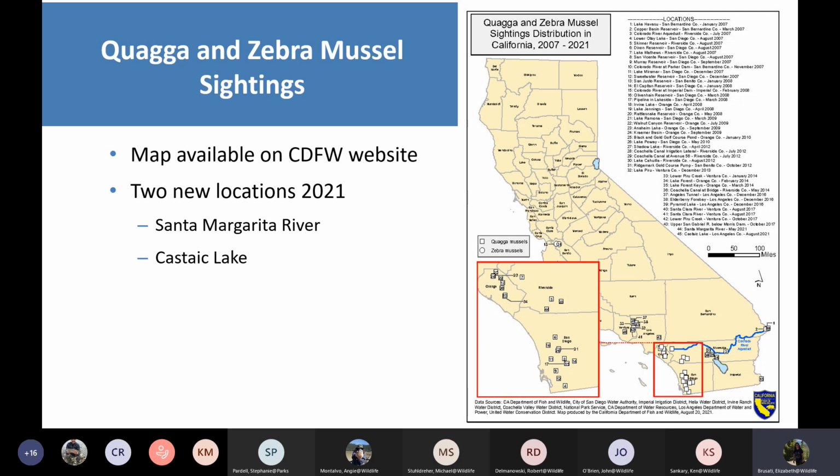So if you use this map as part of your training for your staff or part of your prevention plan, please make sure you go and download the updated PDF so that you have the most current information.